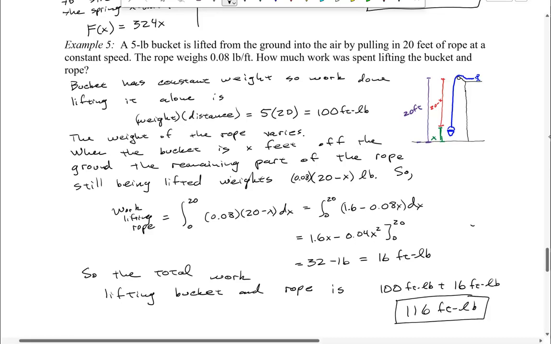So it's kind of an interesting problem because you have to deal with both a variable force when lifting the rope and a constant force when dealing with just the bucket. Let's look at one more.